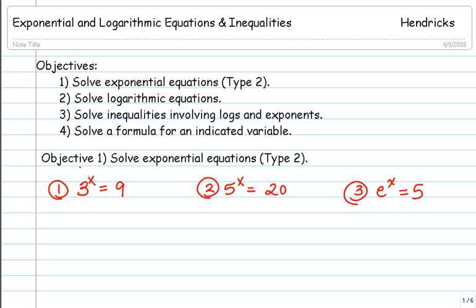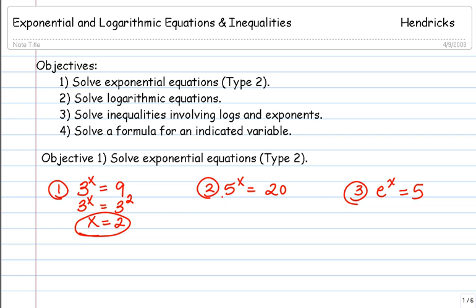I have started here with this 3 to the x equals 9, which is a review of the type 1 exponential equation. To recall, the type 1 was the case where we could convert each side to the same base. 9 is 3 squared, so we have 3 to the x equals 3 squared, therefore x is equal to 2.